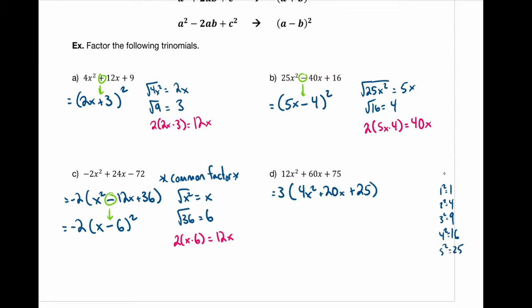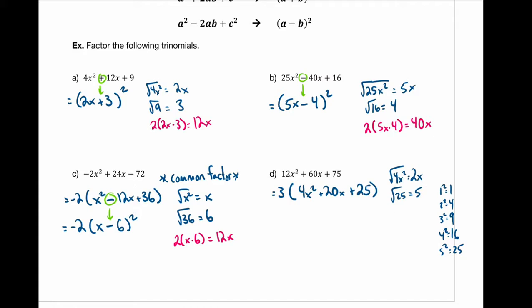If you know your perfect squares, that's a good indicator, or those are the numbers you want to look for to help you indicate if it's a perfect square trinomial. So in this case, I do see a 4 in the first term and a 25 in the last term. Those are perfect squares. So right off the bat, if I took the square root of 4x squared, that equals 2x. If I took the square root of 25, that equals 5.